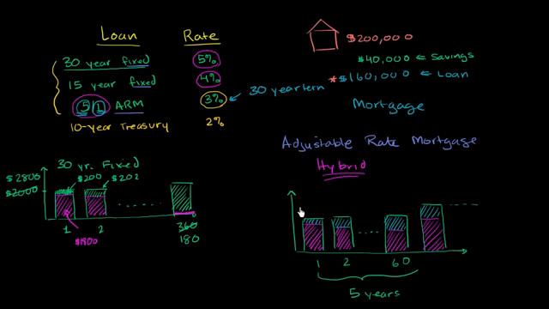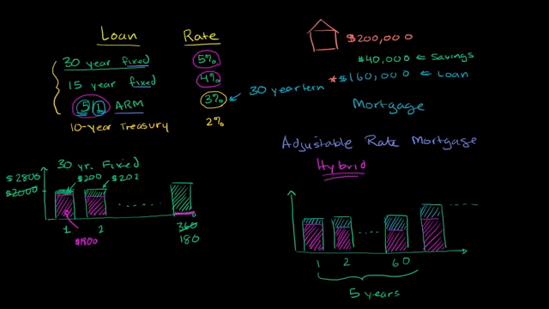And there usually are some caps on how much they can change the rate each year, or how much they can change the rate in total. But it is a little bit riskier, because you really don't know what your payment might be in year 6 or year 7, especially if interest rates go up a lot. Now you might be asking, what determines what that new interest rate is after the 5 years? They usually pick some type of index.